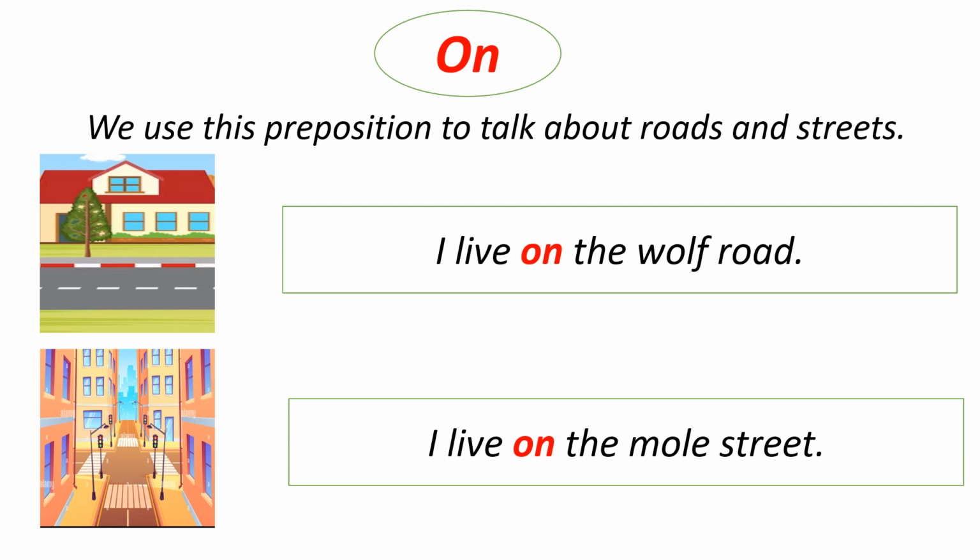For example, I live on Wolf Road. In this example, we use the preposition on because we are talking about a specific road. Its name is Wolf. I think it's a scary road because of the name. The second example is I live on Mall Street. So we use the preposition on because we are talking about a specific street. Its name is Mall. We say Mall Street.